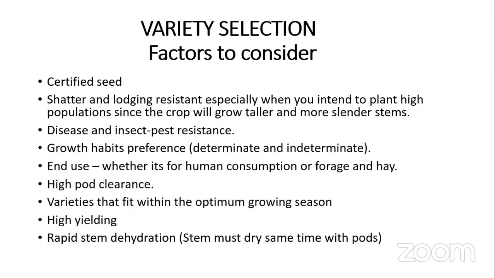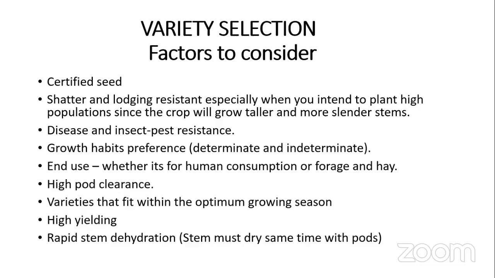Then, of course, the reason why we are doing soybean production is for us to get high yields at the end of the day. So it's very important for us to consider that as well. You might need a variety that fits within the optimum growing season, high pod clearance, and other good traits or characteristics that we've discussed above. But it's also very important that you consider the issue of yield, because despite all the other good traits, if the yield is not very good, then at the end of the day, there's nothing that we get. So it's very important for us to keep our focus on the harvestable component, or actually the yield. So the yield has to be very good.